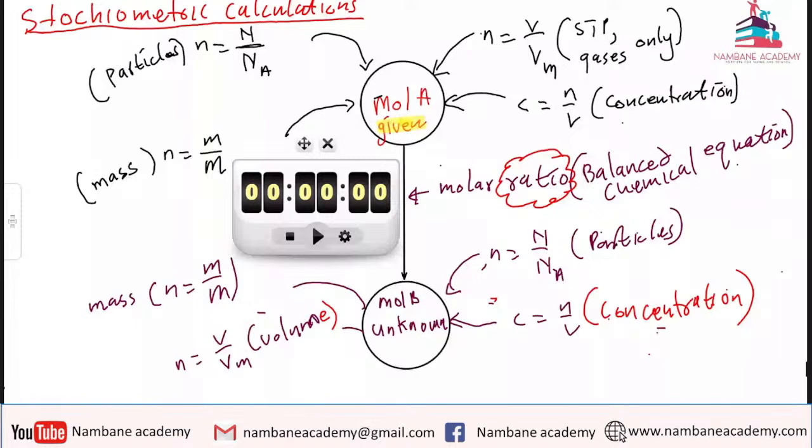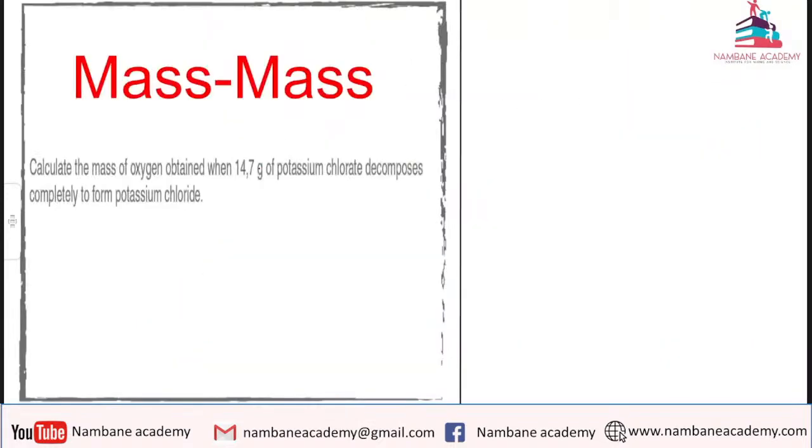This is empirical formula. We will come to it later. What I am interested in is this particular calculation. The calculation says: calculate the mass of oxygen obtained when 14.7 grams of potassium chlorate decomposes completely to form potassium chloride.